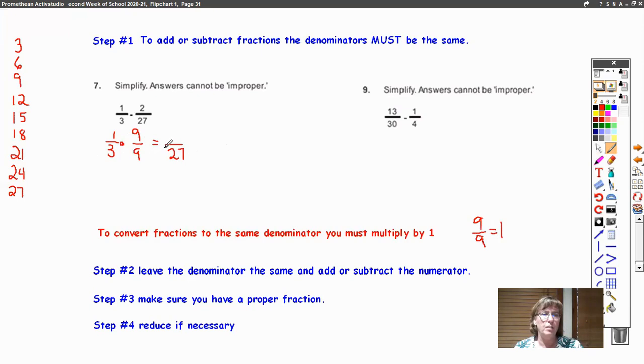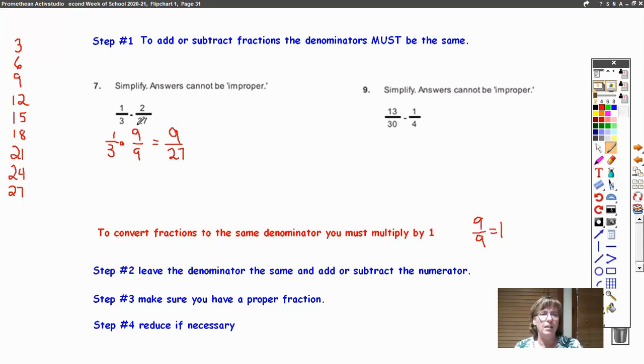So 3 times 9 is 27. For the numerator, 1 times 9 is 9. What that means is that 9/27 and 1/3 are exactly the same. If I had a piece of pie and I cut it into thirds, and then I had another piece of pie and I cut it into 27ths, and I took 9/27 and laid it right on top of those thirds, it would be exactly the same amount, okay?